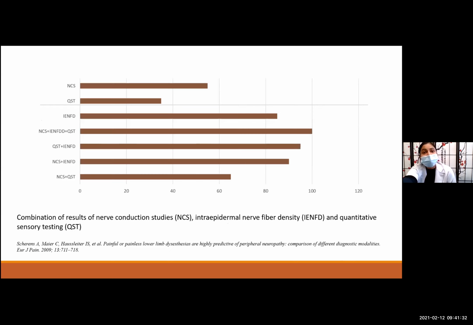Okay. This is another study showing the different sensitivities and specificities using individual studies or using combination studies. As you can see, in this study, which was done in Scandinavia, nerve conduction studies, the biopsy as well as the quantitative skin testing has 100% sensitivity. So like right here, compared to the other tests.